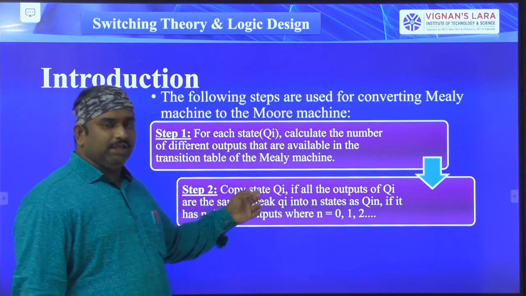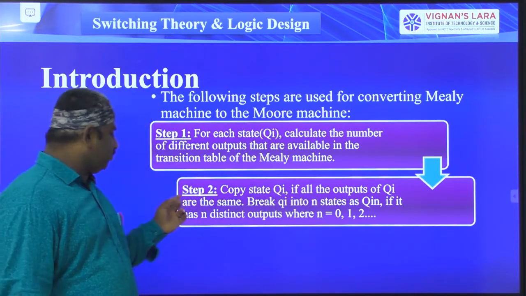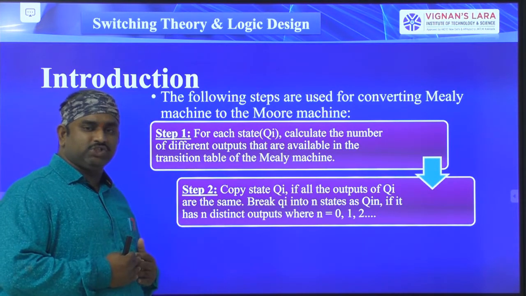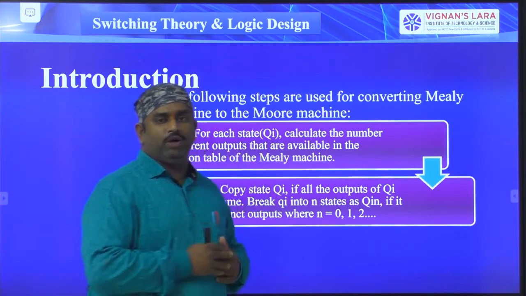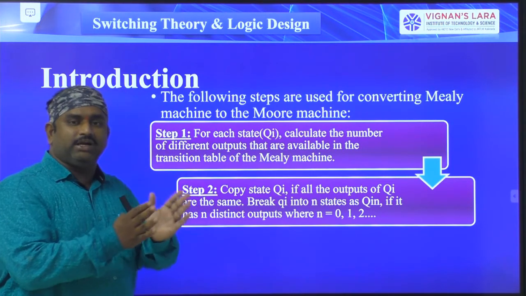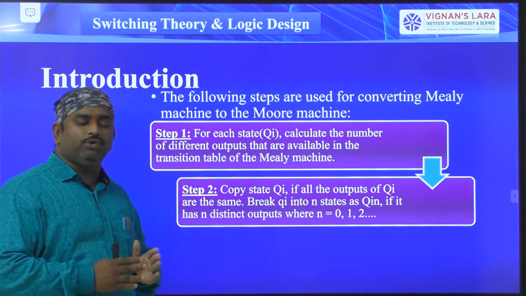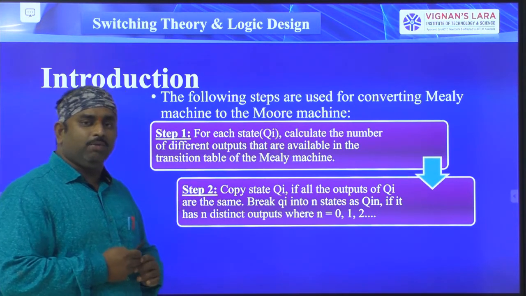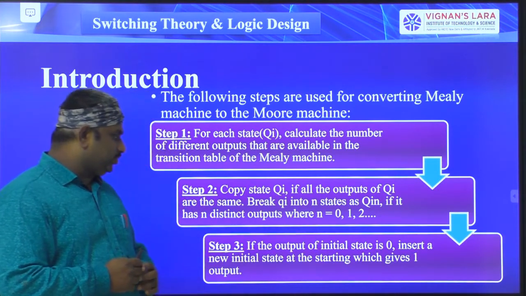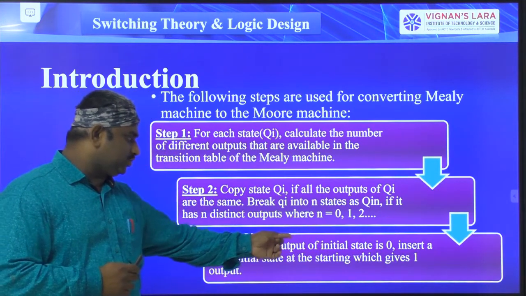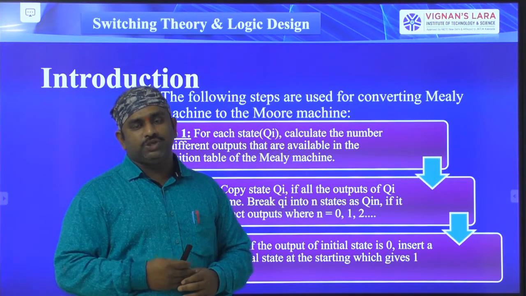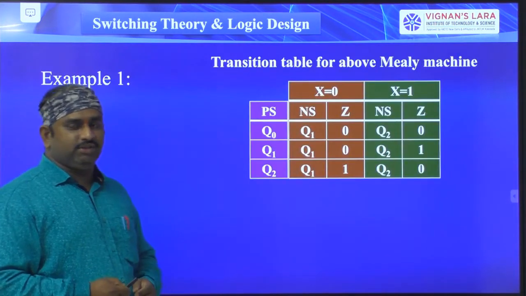Step 2: copy the state Qi if all the outputs of Qi are the same. If the state outputs are the same, then copy this present state and shift it to the Moore table, no problem. But if it has different outputs, then you have to split that state into 2 parts and write the new states in your Moore table. Step 3: if the output of the initial state is 0, insert a new initial state at the start which gives output 1. That is, here we have to write a 0 output state and a 1 output state. We will see that with this example.